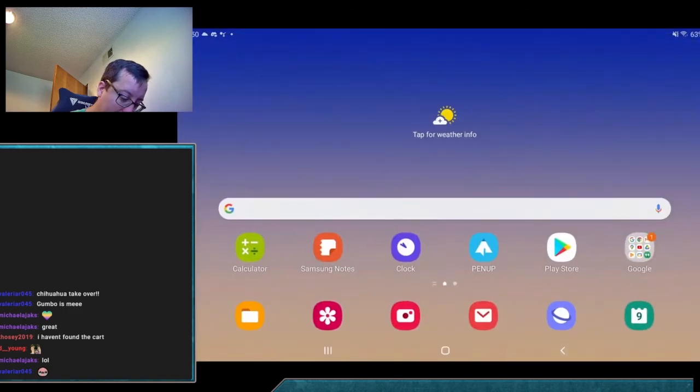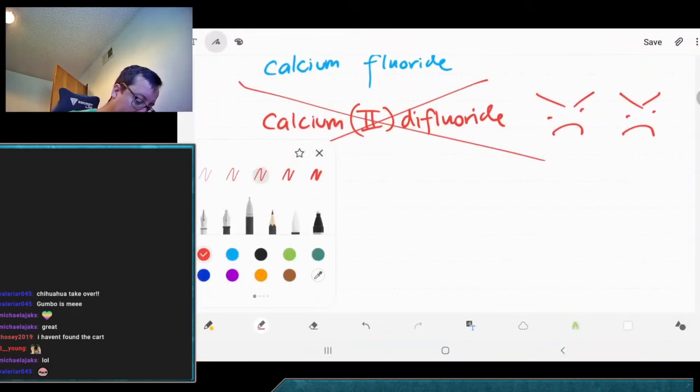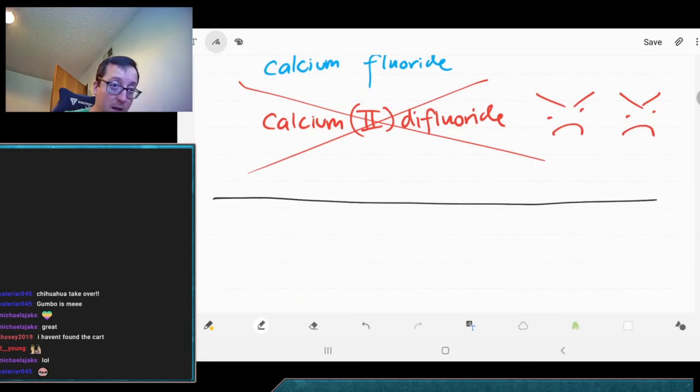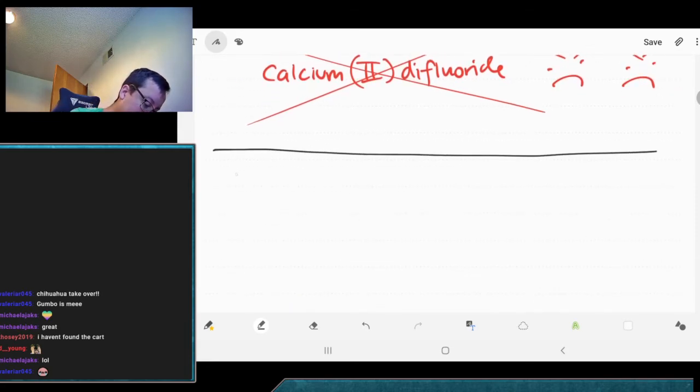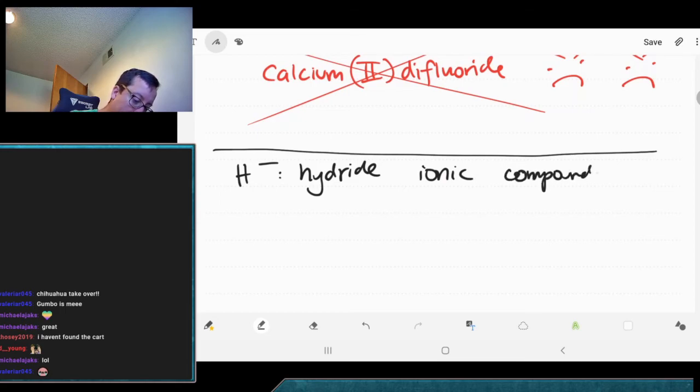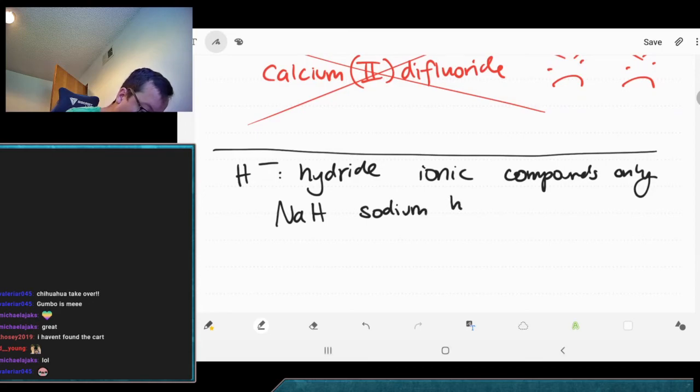So, one ion I have been very careful to avoid thus far is hydrogen in general. So we know H- is hydride. That's going to be in ionic compounds only, and it must be paired with a metal, right? Hydride is a negative, so you need a metal which is positive to balance with it. Sodium hydride. In this case, hydrogen is negative.